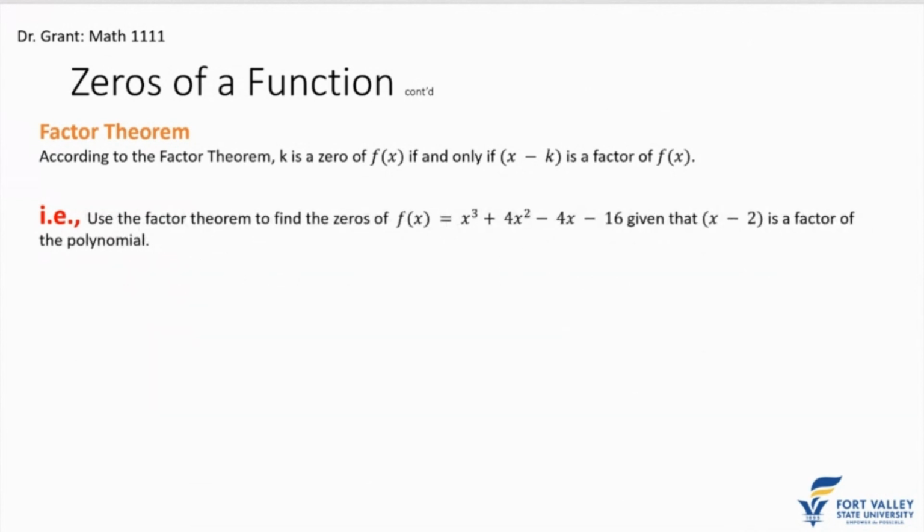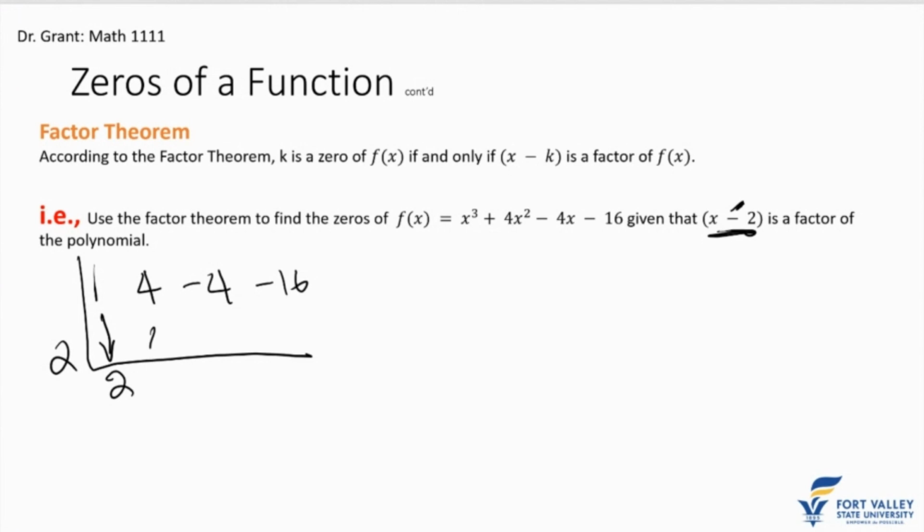Okay, let's look at one more example. Use the factor theorem to find the zeros of the given polynomial. They're telling us that this is a factor of the polynomial. So again, we would do synthetic division. And remember, you take the opposite sign here.